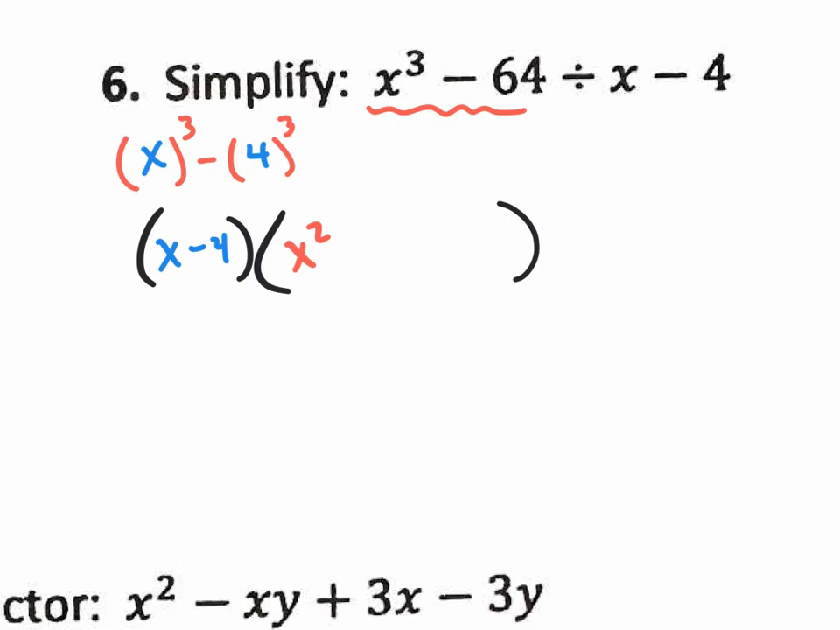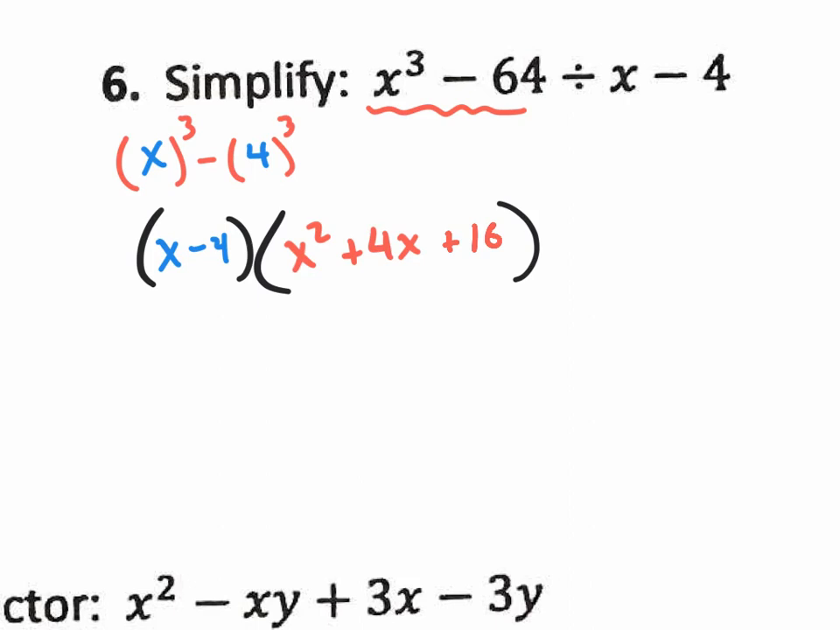What is it? It says plus because it started with the minus, it's now going to be plus. What's a times b? What's x times 4? 4x. And last but not least, plus b squared. What is b squared? 16. Right?